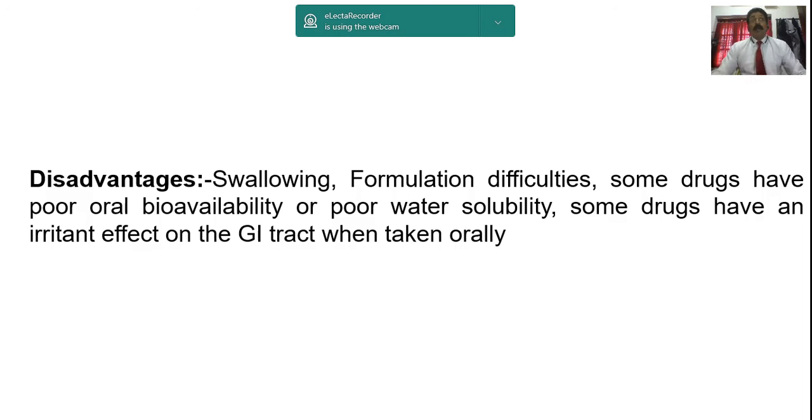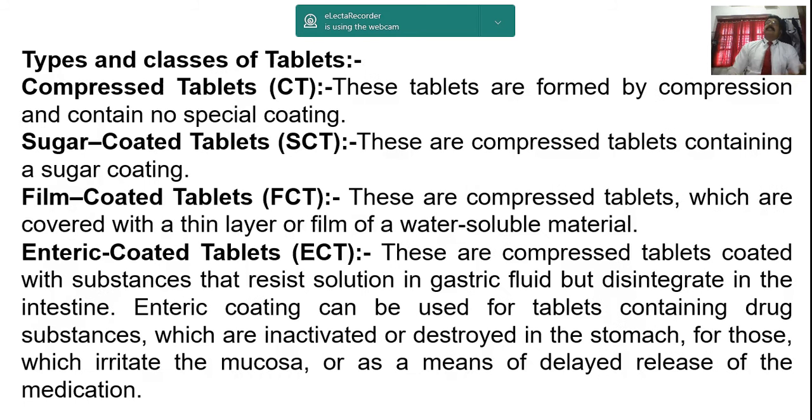Poor water solubility will also be there. Sometimes in a tablet it will affect the absorption in the oral route. Some drugs have an irritant effect in the GIT, so they cannot be given orally. These are the things we have to know. So from here, we have understood the definition of a tablet, the advantages of the tablet, and the disadvantages of the tablet. And now we will come to the next slide, where I have mentioned most of the types and classes of the tablet.